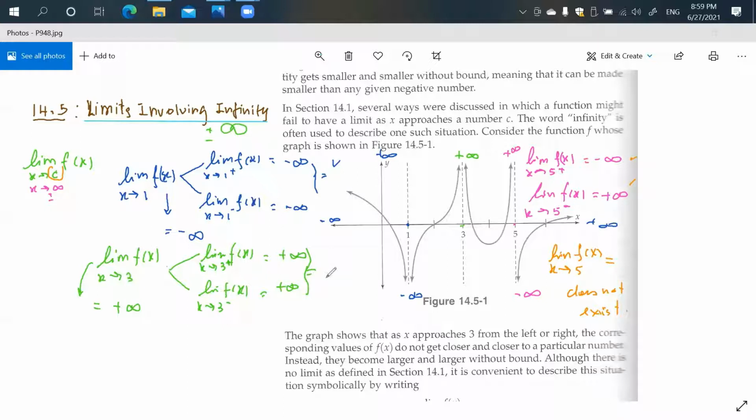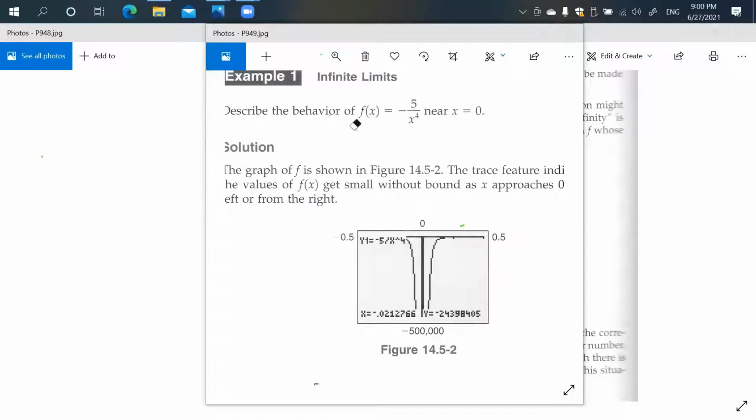Okay, now next we try another example. Describe the behavior of f of x equal to -5 over x power 4 near x equal to 0. That means this question wants us to find the limit of f of x when x approaches 0.